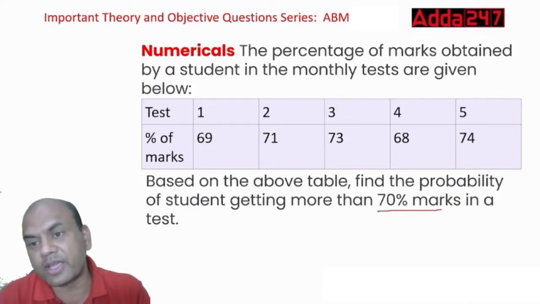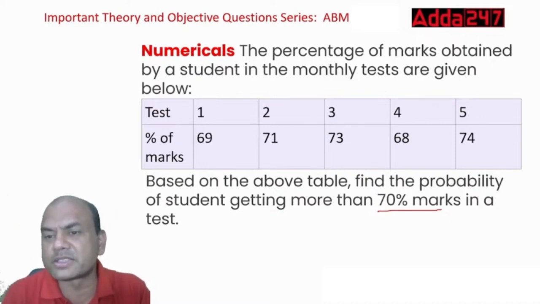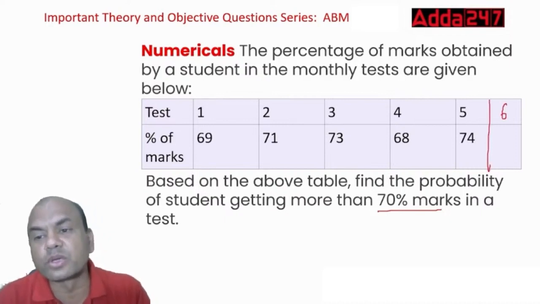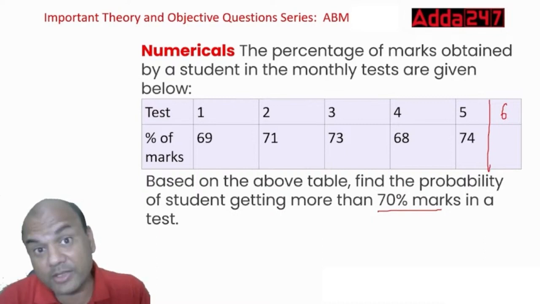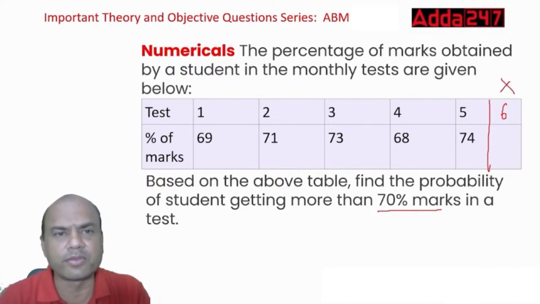Suppose I take test number 6. What is the question actually? What is the chance that the student will get more than 70% in test number 6? That is the question. How will you understand this? Here, the question is very simple. Forget the 6 now. We will focus on only 5.